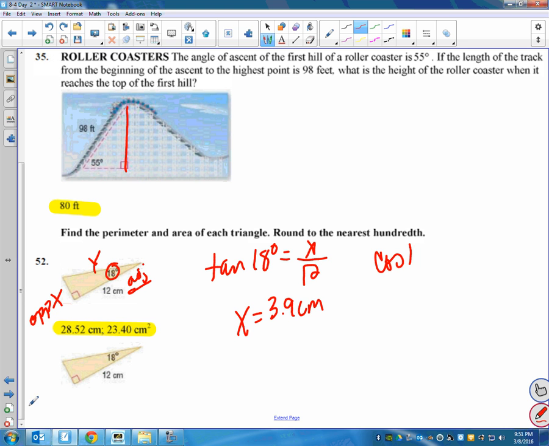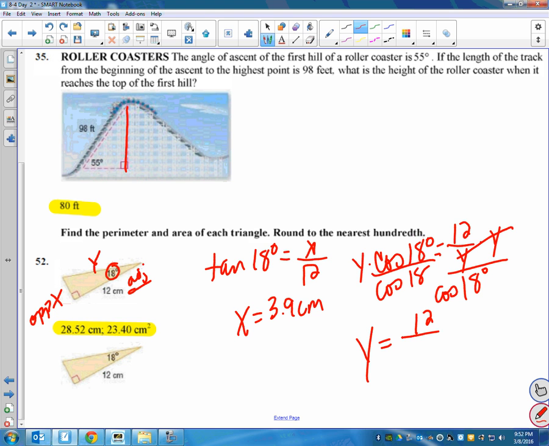So I'm going to do the cosine of 18 degrees equals adjacent over hypotenuse, which means it's just like that one we did up there where I'm going to multiply y over first, and then I'm going to divide cosine of 18 back over. Cosine of 18. So on my calculator, I'm taking 12 divided by cosine of 18 degrees. And I get 12.6, about.